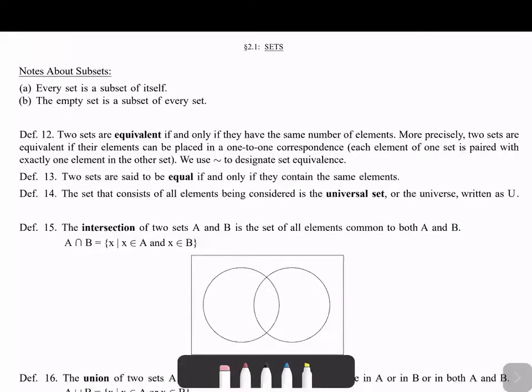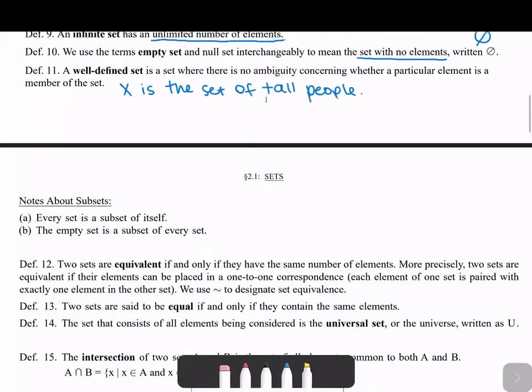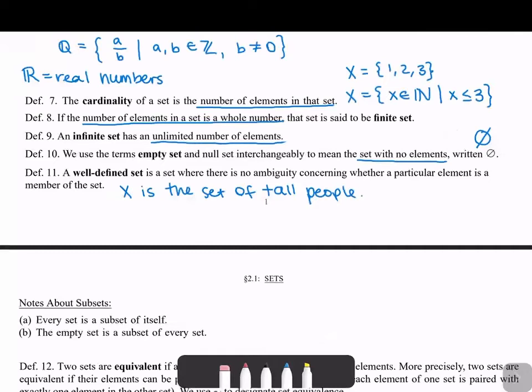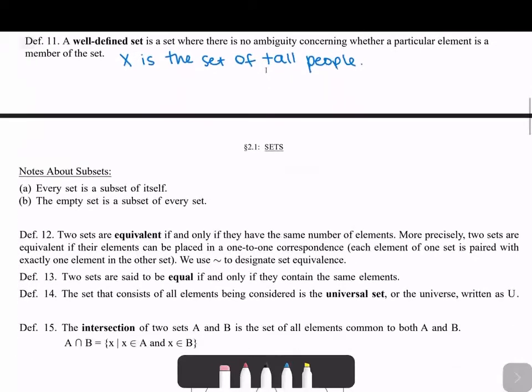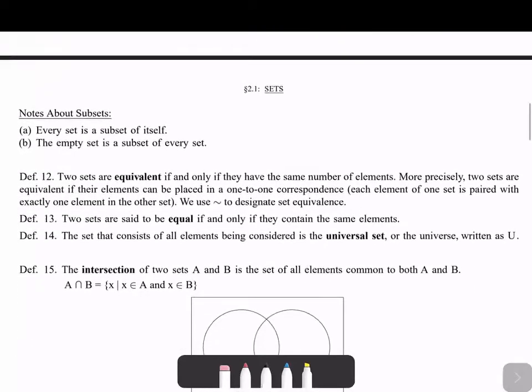Hi everyone, this is the second video for section 2.1 on sets. So we left off talking about the cardinality of a set, the empty set, and a set being well defined. So now we're just going to make a few notes about subsets and sets being equal.